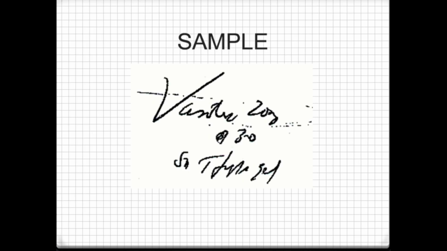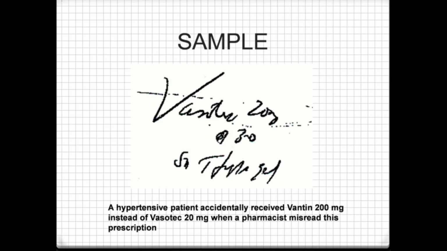How about this one? Is it Vantin, a cephalosporin, or Vasotec, an ACE inhibitor? Well, it should be Vasotec 20 milligrams because our patient is hypertensive, but instead he or she received Vantin 200 milligrams. The takeaway point? Be diligent in writing your prescriptions.